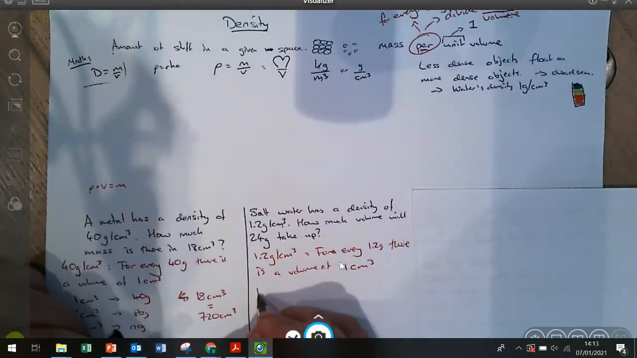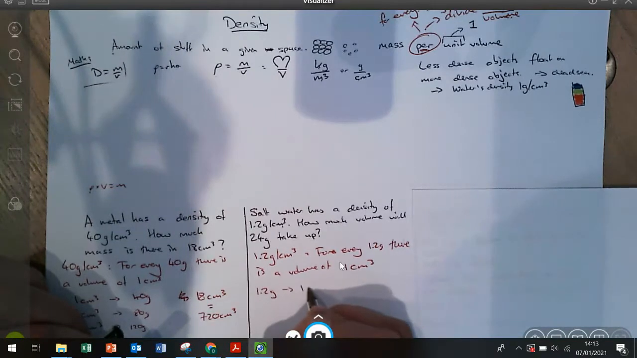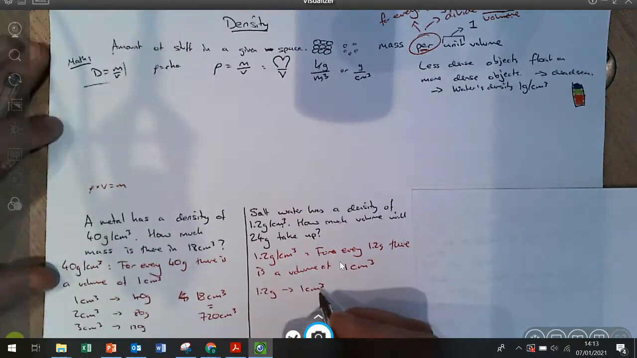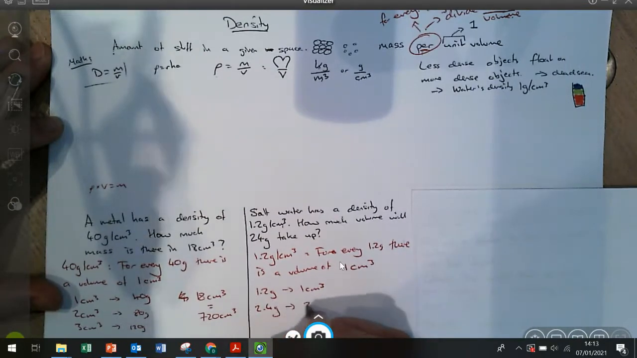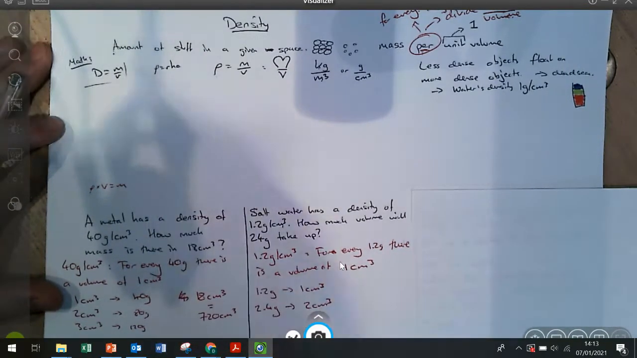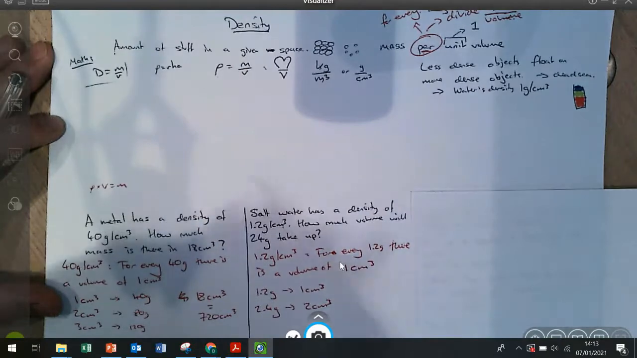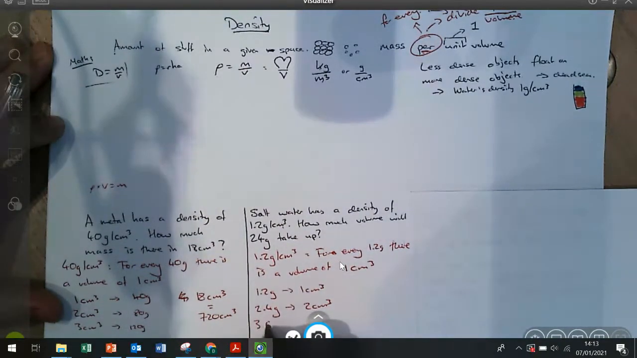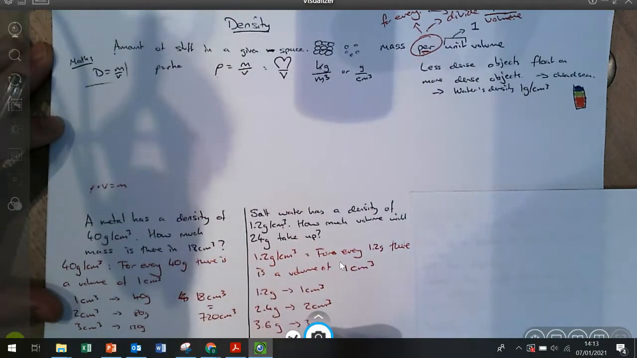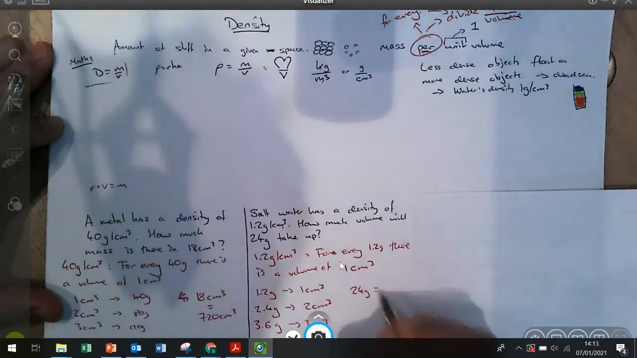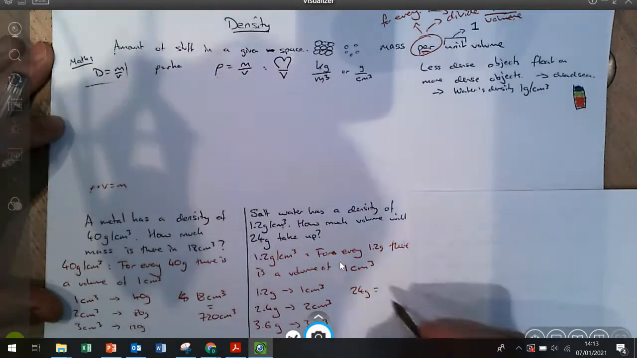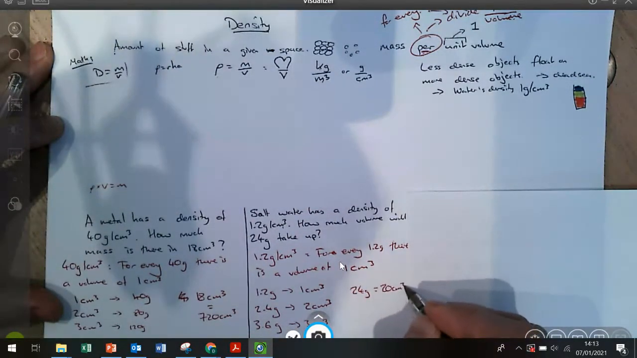Now, we haven't got 1.2 grams. 1.2 grams would correspond to 1 centimetre cubed. How much would 2.4 grams be? Well, even the weakest students can do this kind of scaling. So now if we had 3.6 grams, we would have 3 centimetres cubed. And again, we're going to keep on scaling this up until we get to 24 grams, where we find that we have 20 centimetres cubed.